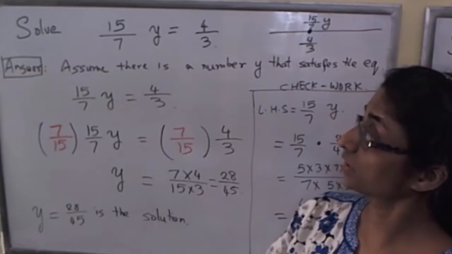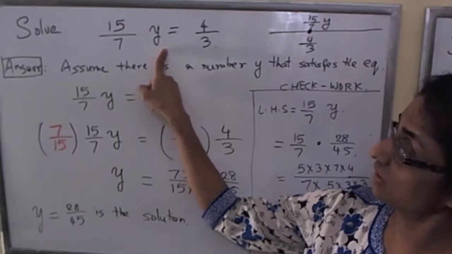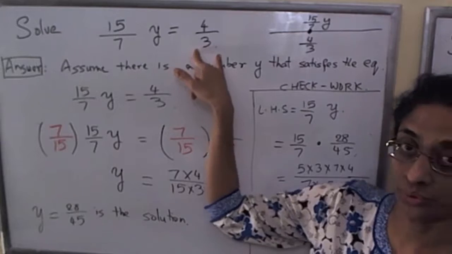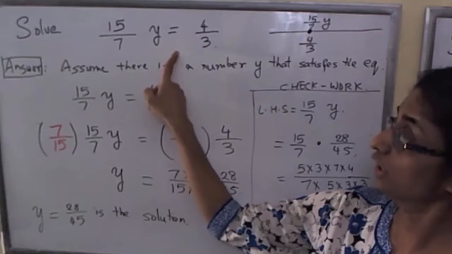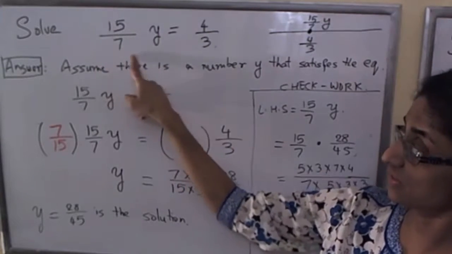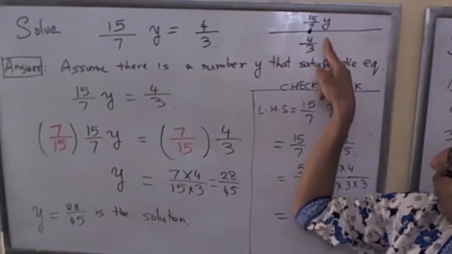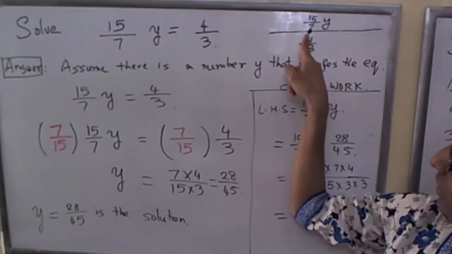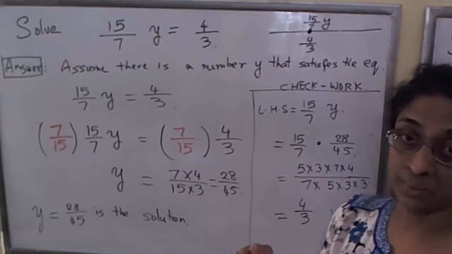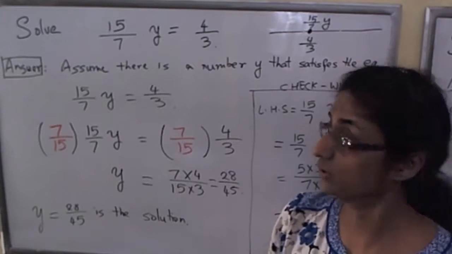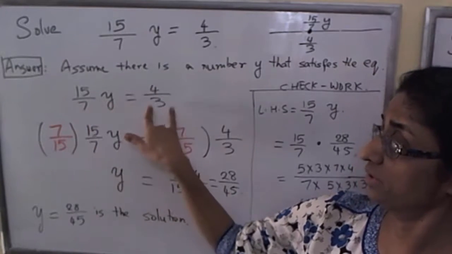Firstly, a quick reminder. Solving an equation means finding all numbers y such that the equation is true. So we start out by assuming there's a number y that does satisfy the equation. By that assumption, this is a number and so is this, and they're equal. That means on the number line, you can think of 15 over 7y and 4/3 being the same point. So now we can do all the operations we can do with numbers. So I rewrite the equation here. This is a number and this is a number.